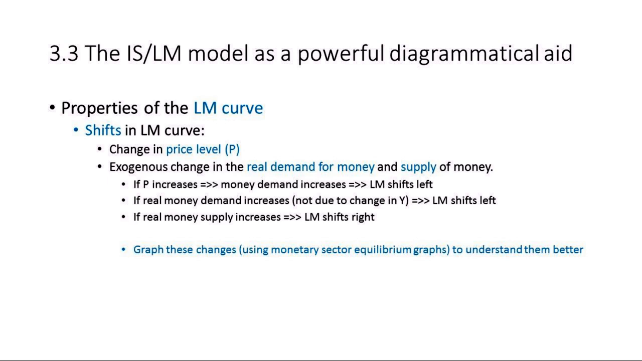So if prices increase, we know that the demand for money is going to increase. That's going to shift the LM to the left. If the real demand for money increases, like we said over here, but it's not due to a change in income, the LM shifts to the left. But if the supply of money increases, the LM shifts to the right. So keep that in mind. What moves the LM to the left? An increase in the demand for money. What moves the LM to the right? An increase in the supply of money.